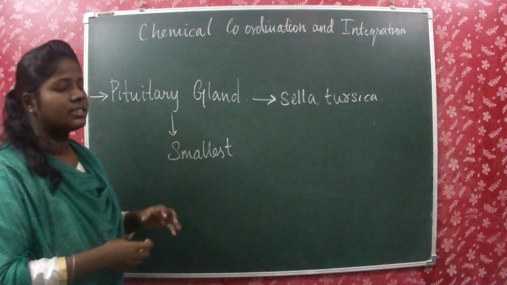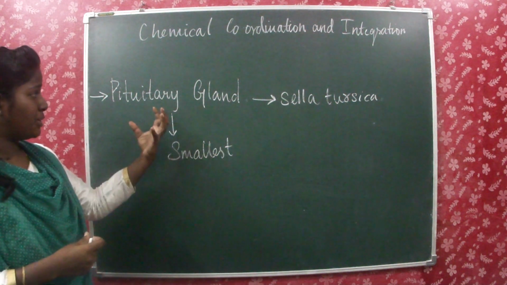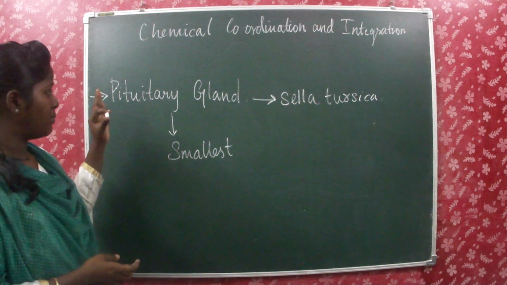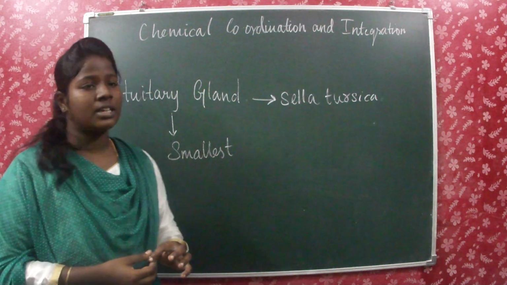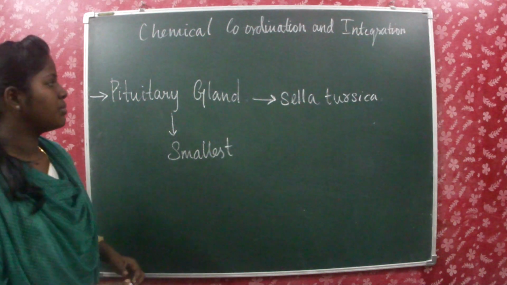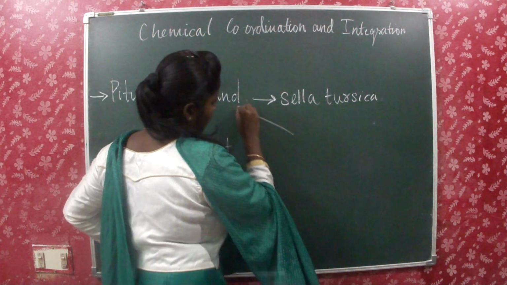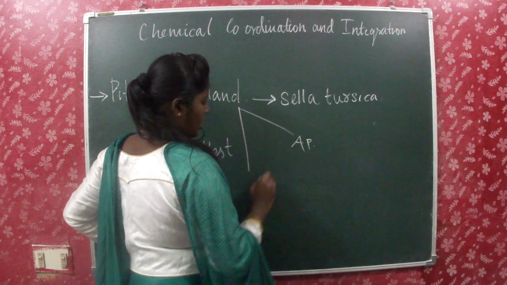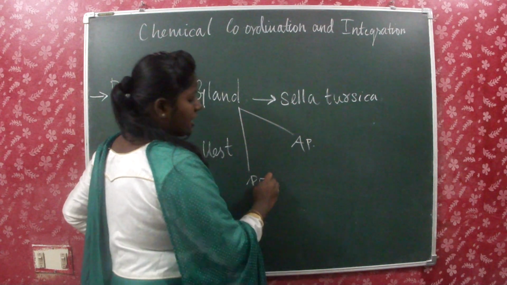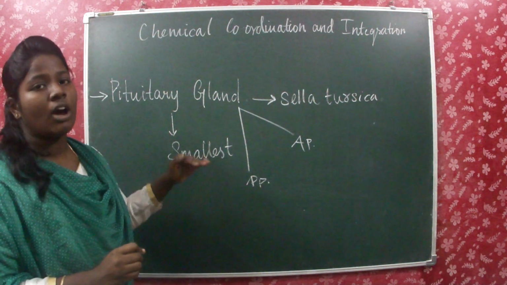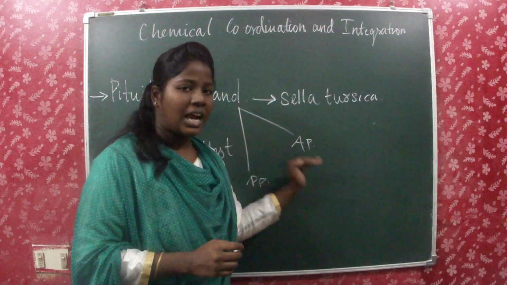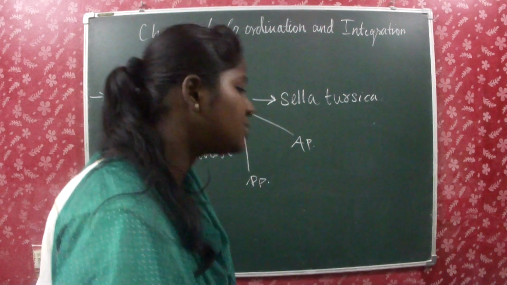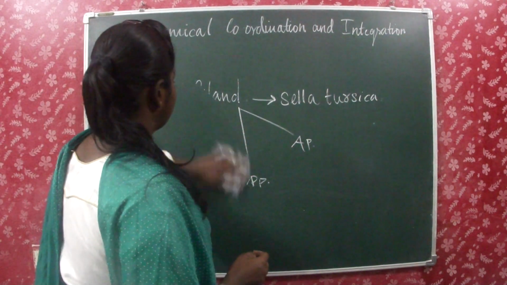The pituitary gland secretes some hormones, and these hormones help the adrenal cortex and gonads maintain their processes. The major division of this pituitary gland is the anterior pituitary and the posterior pituitary. The anterior pituitary we call adenohypophysis, and the posterior pituitary is called neurohypophysis. First we will deal with adenohypophysis.